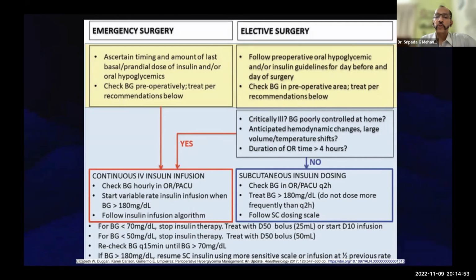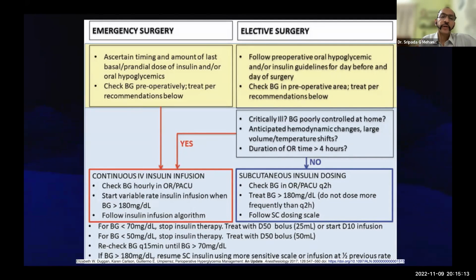But if a patient is not critically ill, or anticipated hemodynamic changes are not great, and the duration of surgery is less than 4 hours, go for subcutaneous insulin. Monitor second hourly and follow the subcutaneous dosing schedule. A factor of 100 has to be remembered. Factor of 100 and 150 to be remembered.